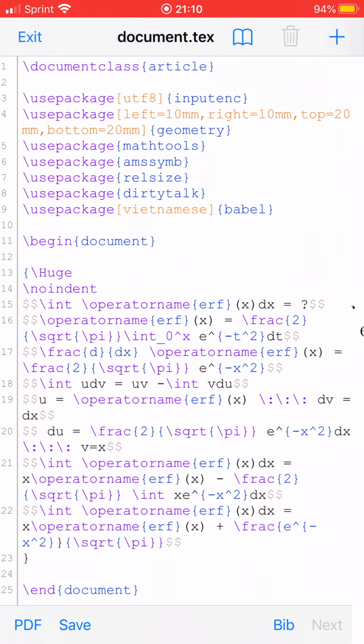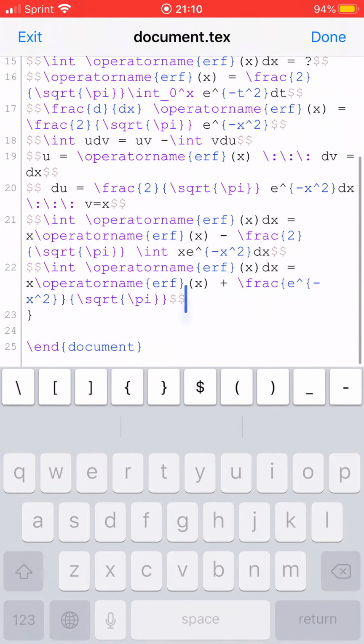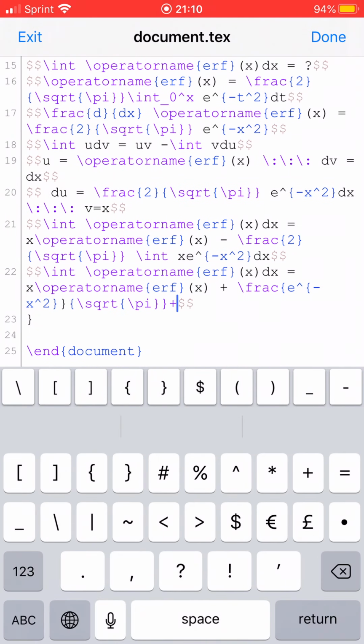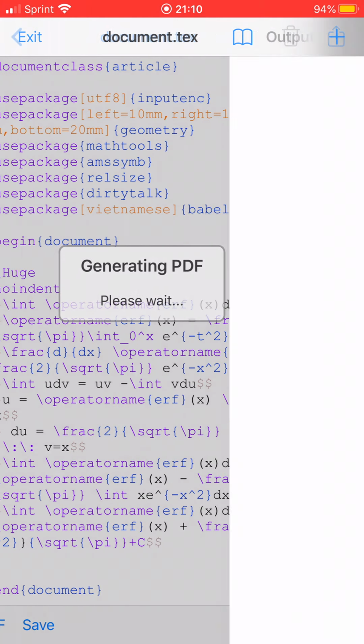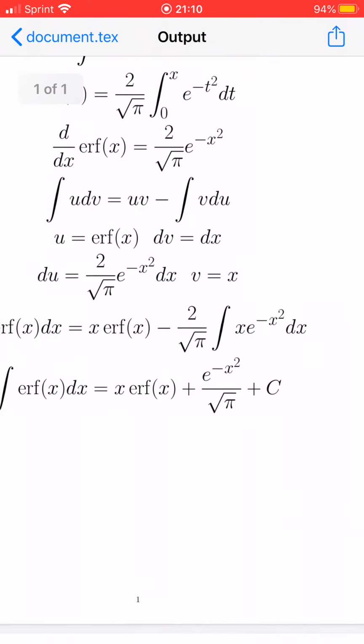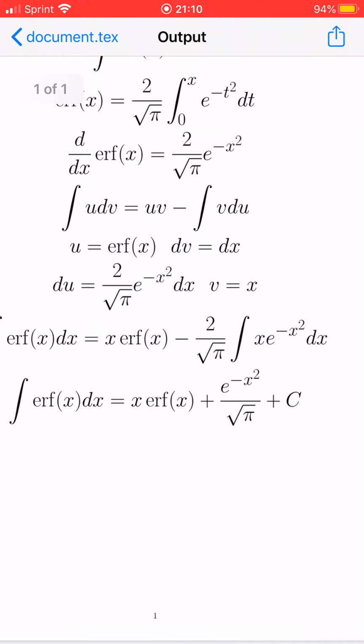Oh, and of course, don't forget plus c. I almost forgot that. Never forget plus c. So the indefinite integral of the error function is x times the error function of x plus e to the negative x squared over square root of pi plus c.